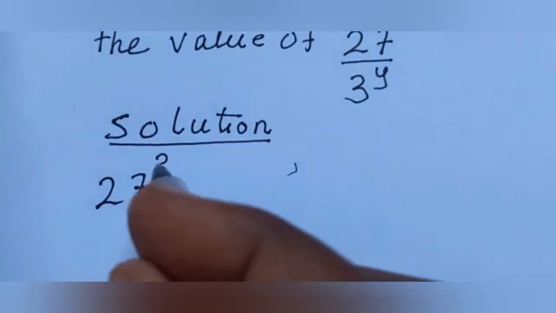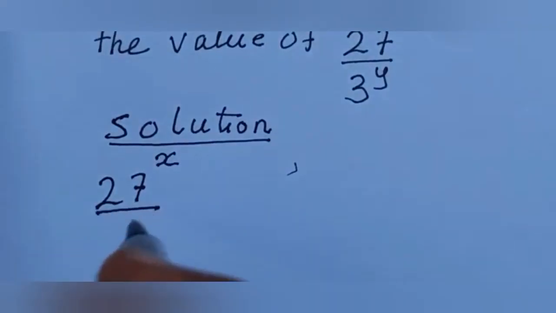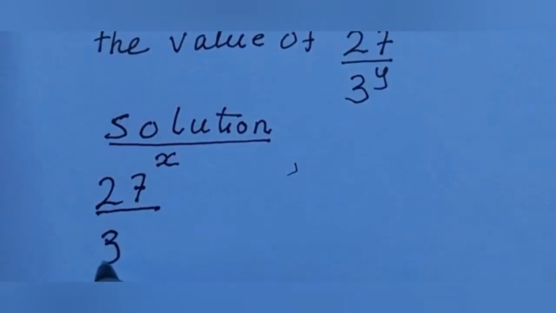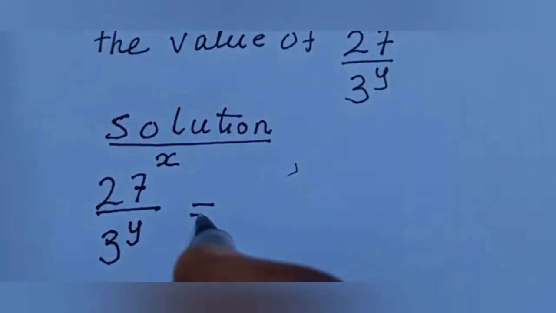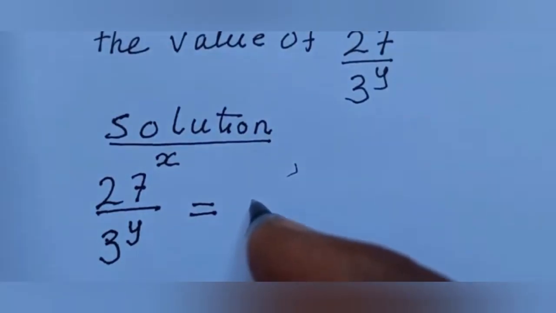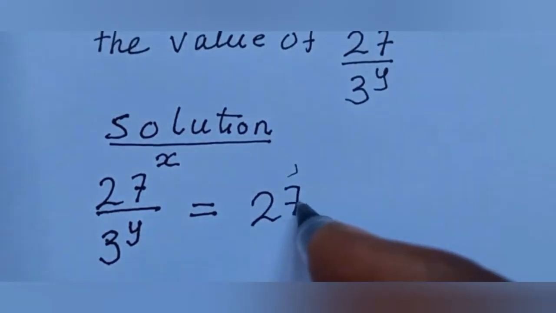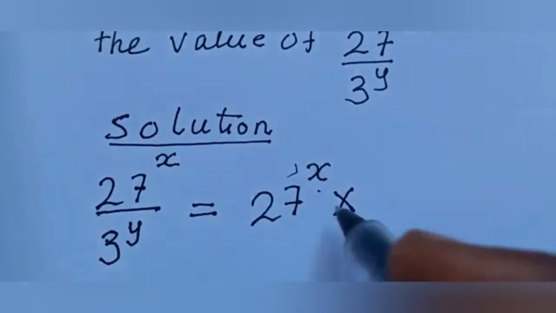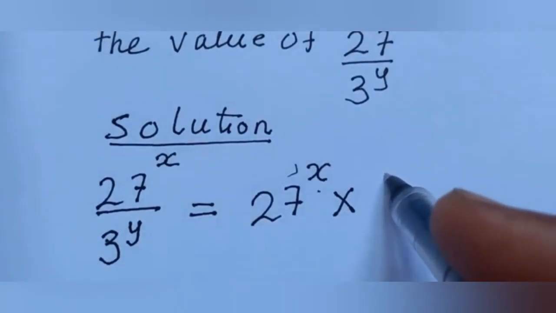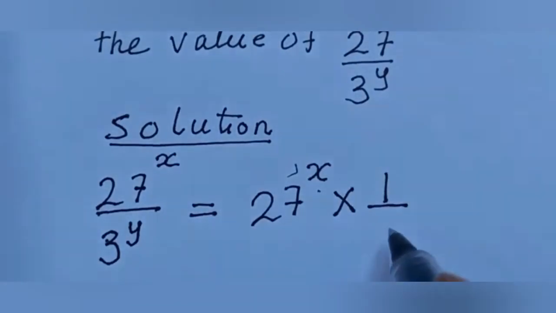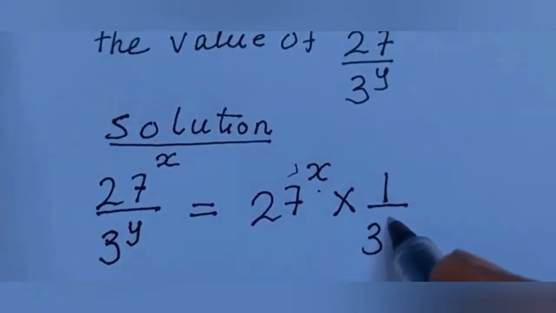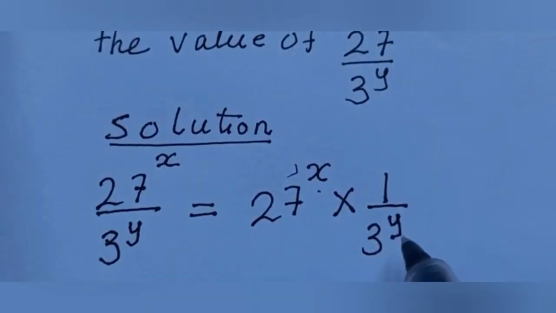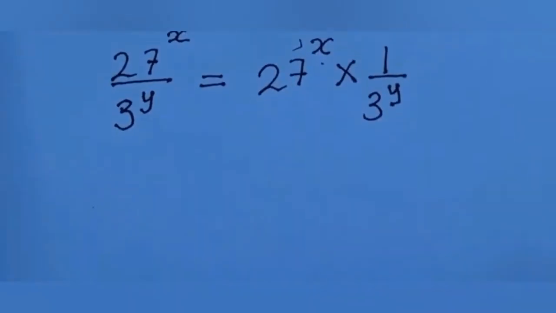27 raised to power x over 3 raised to power y. This is the same as to write 27 raised to power x times 1 over 3 raised to power y. Okay, let us proceed.